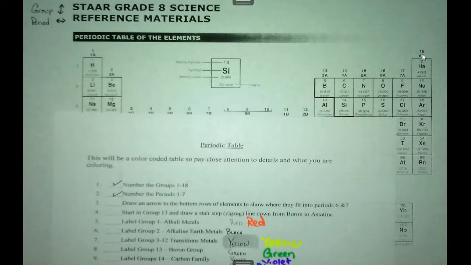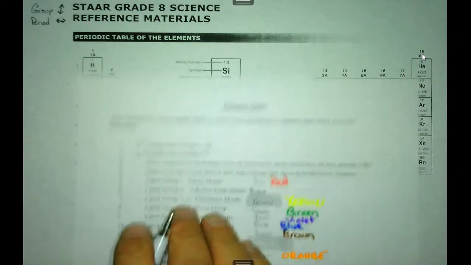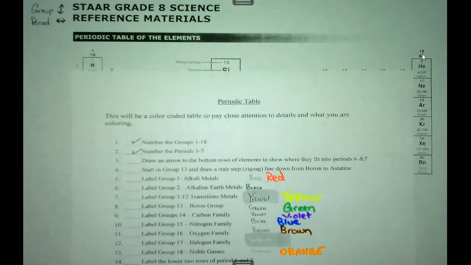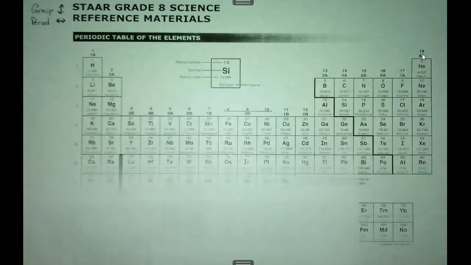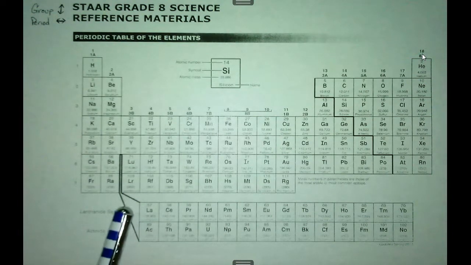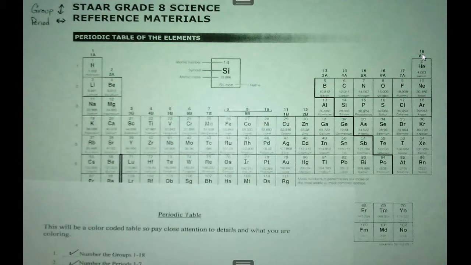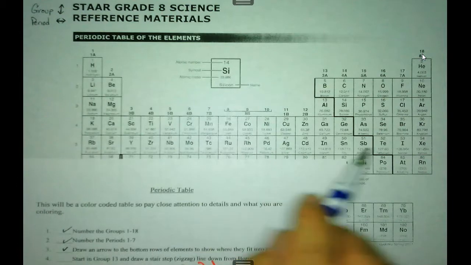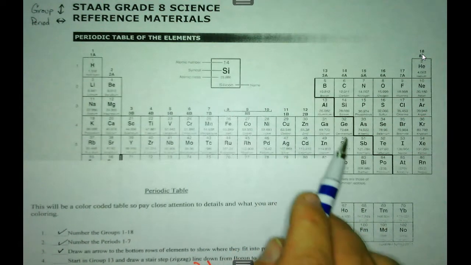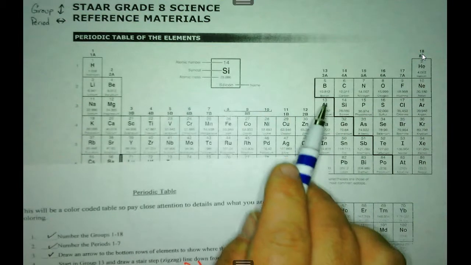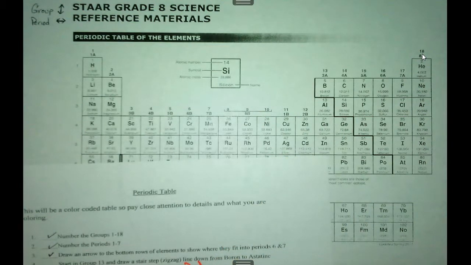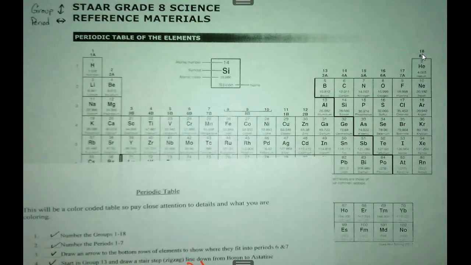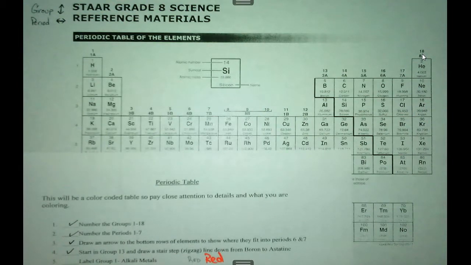All right. And we already have this next part. It says draw an arrow to the bottom rows so we know where they fit. I'm going to go ahead and put a check right there because we already have this arrow drawn in. Look at that. This is amazing stuff. It's like everything's already done for us. Start group 13 and draw a zigzag line. Look at this. I found you a periodic table that already has this zigzag line drawn. Man, oh man. So we're going to put a check mark right there. We've done 4 things already. We are just flying through this assignment.